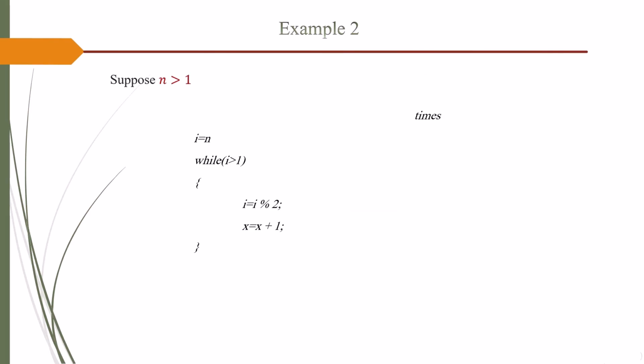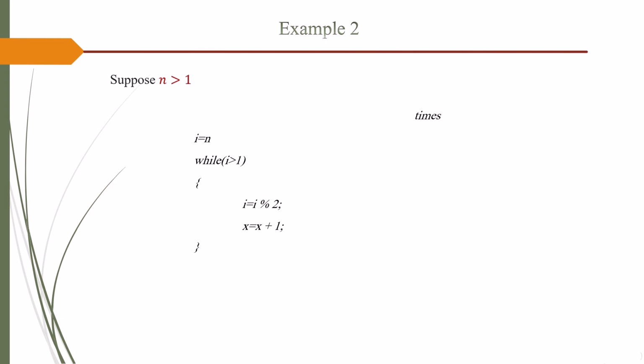Let's look at another example together. It says, suppose in this example n is greater than 1. In this code snippet, before we enter the while loop, the counter I is initialized with the value n. Since we know from the question that n is greater than 1, with this knowledge, we check the while loop. The loop condition says that I should be greater than 1. Since we know that I has been assigned the value of n, and n, according to the question, is greater than 1, the loop condition, meaning I is greater than 1, holds true.